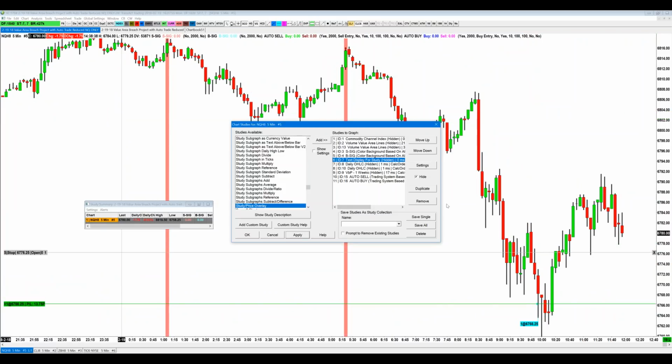So the chart might end up looking something like this. It's still showing us all the same data. We're still getting the sell signals. We're just not looking at as much junk.